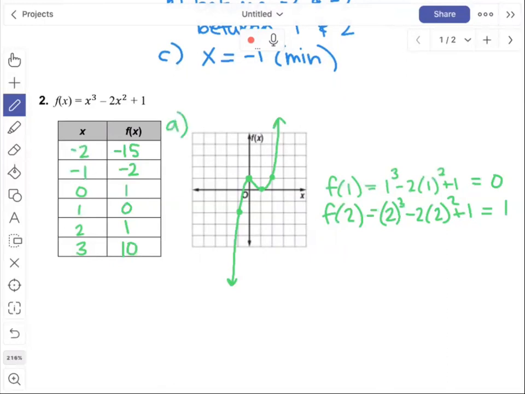And again, it's odd degree, so it goes in opposite directions, and the leading coefficient is positive, so the end behavior checks out.